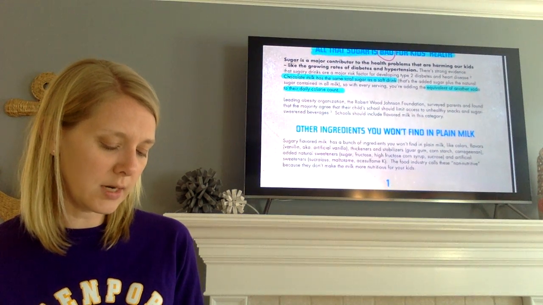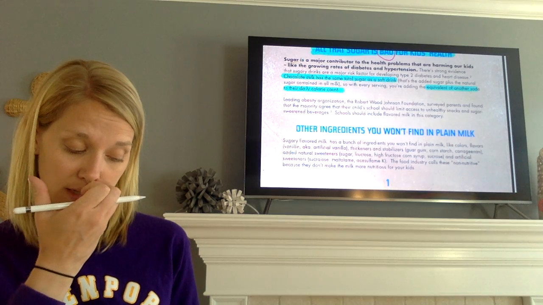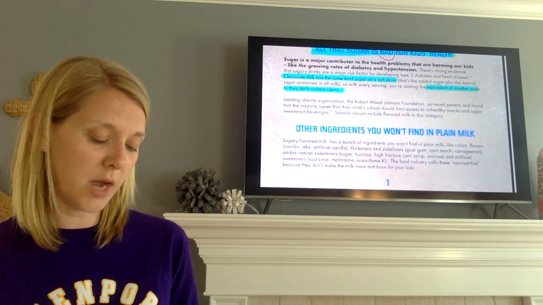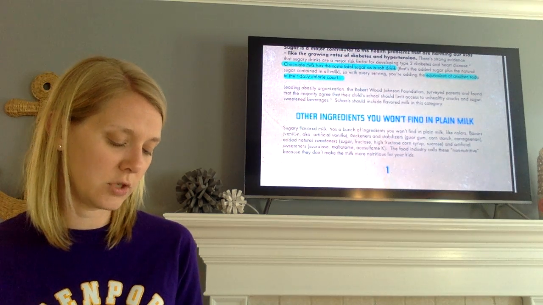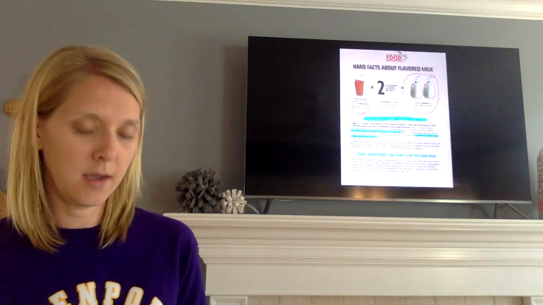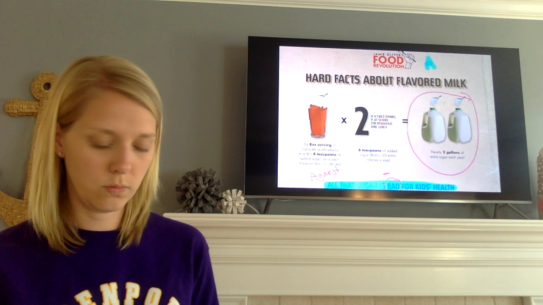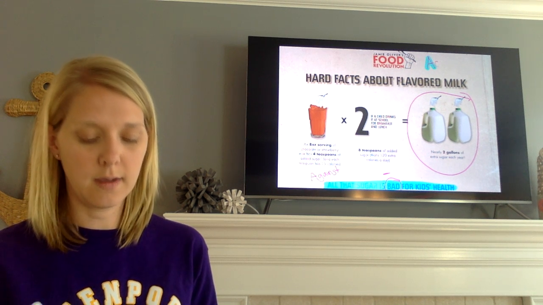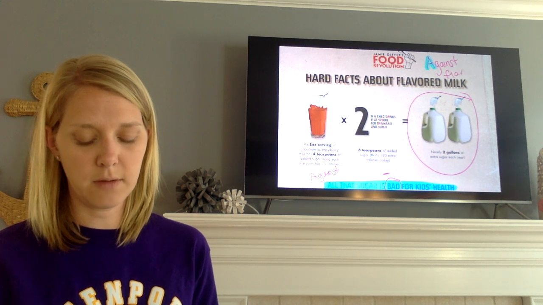Leading obesity organization, the Robert Wood Johnson Foundation, surveyed parents and found that the majority agree that their child's school should limit access to unhealthy snacks and sugar-sweetened beverages. Schools should include flavored milk in this category. Okay, so this article is against flavored milk.